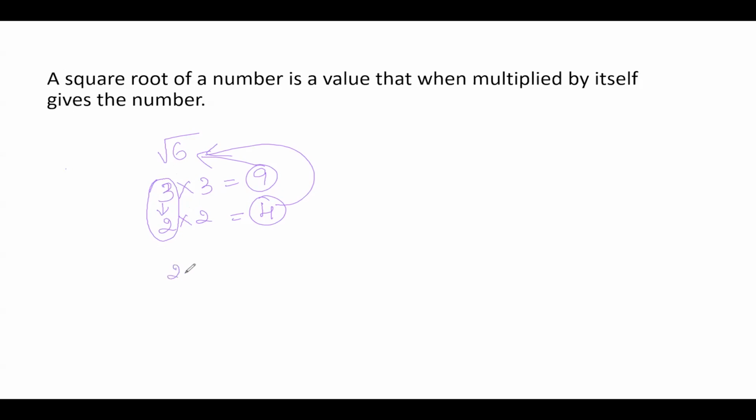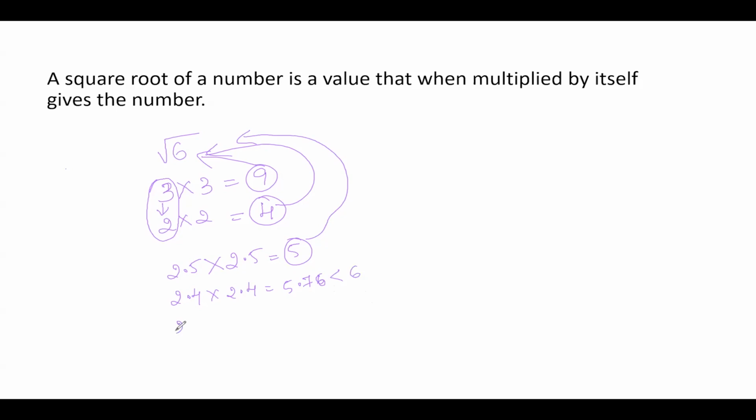So let me take 2.5. If I'm guessing, 2.5 into 2.5 is nothing but 6.25... or rather, as said, 5. Once again, it is less than the square root of 6 target. So let me take 2.4. If I say 2.4 into 2.4, what is the value I'm going to get? If you multiply 2.4 into 2.4, you will end up getting 5.76. Okay, 5.76 is yet again less than 6.